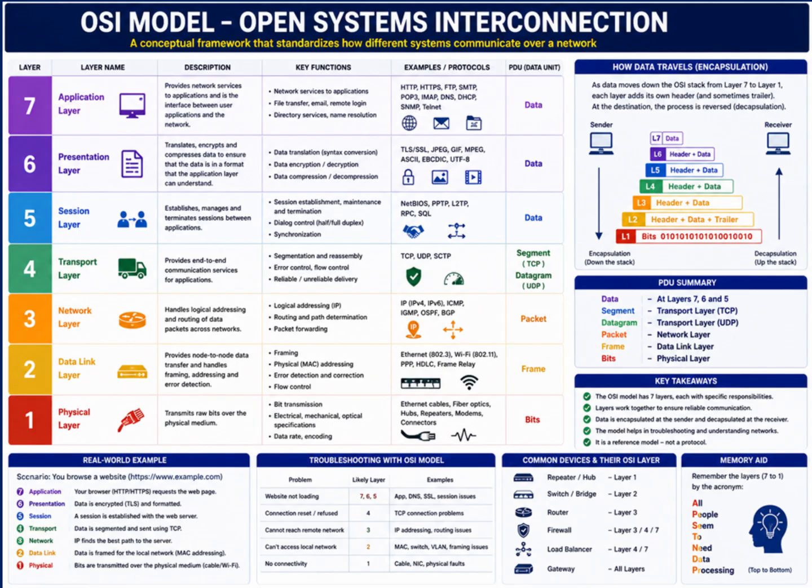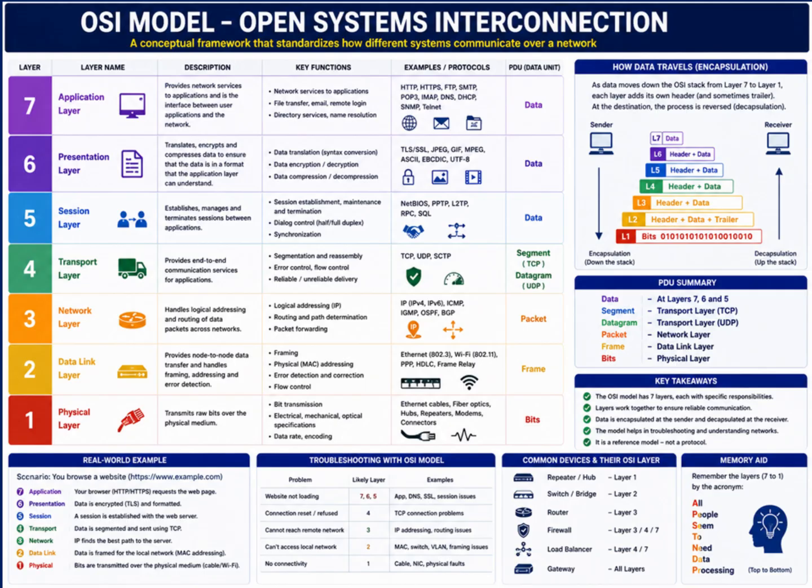Above that is the data link layer, which handles framing, media access control addressing, and local network communication between devices on the same network segment. The network layer is responsible for logical addressing and routing. This is where Internet Protocol operates, allowing packets to move between networks and across the Internet.